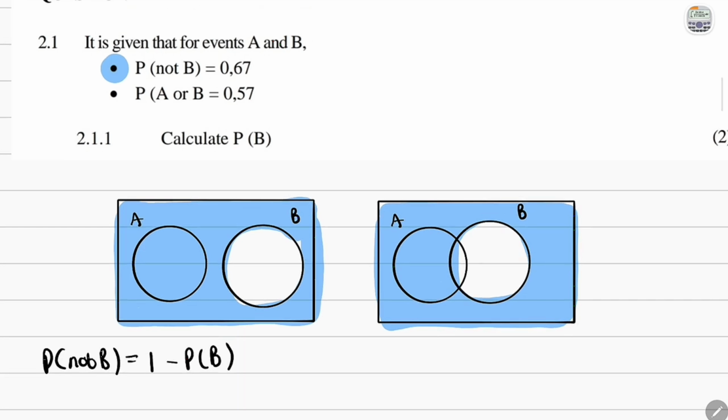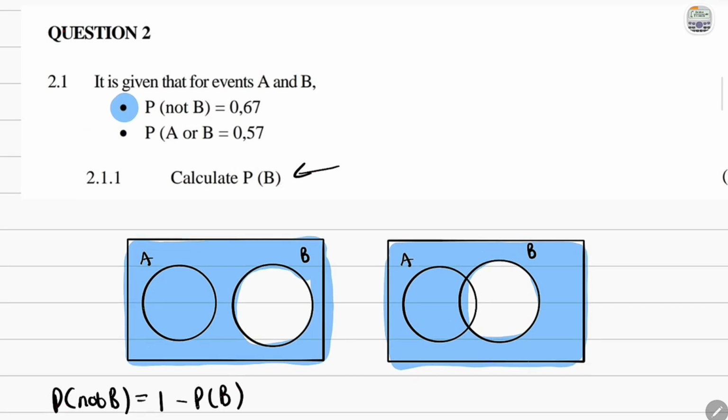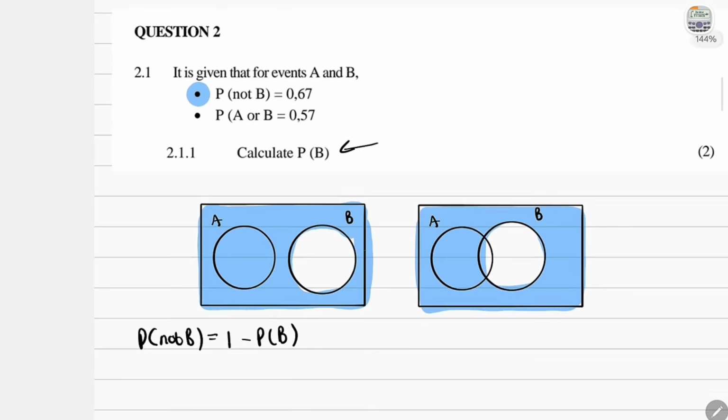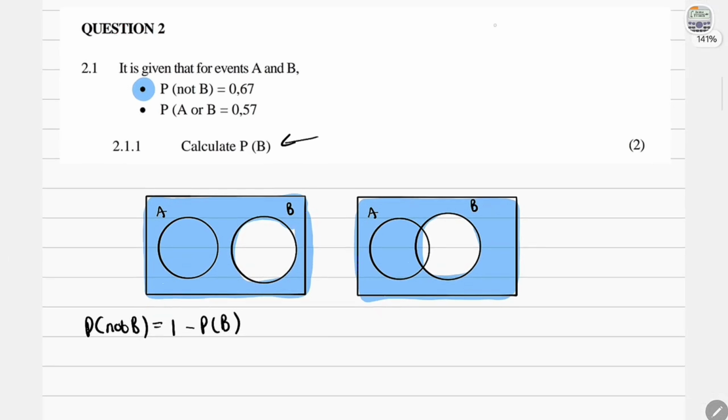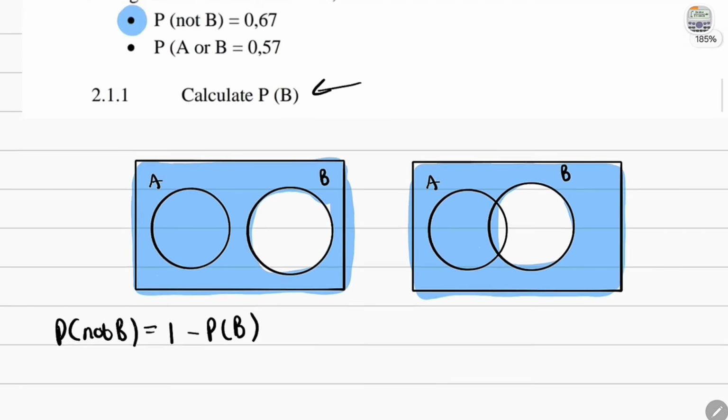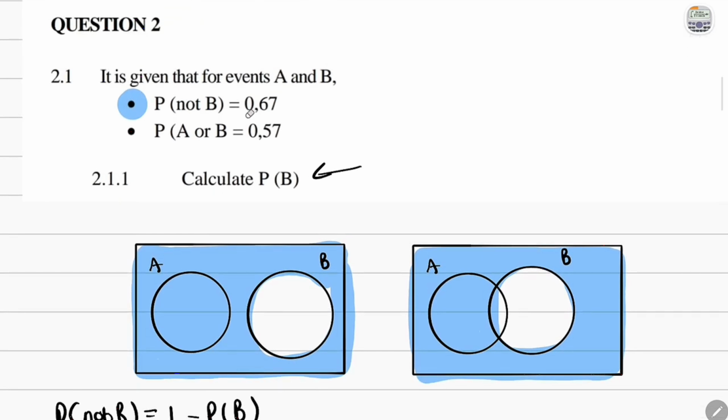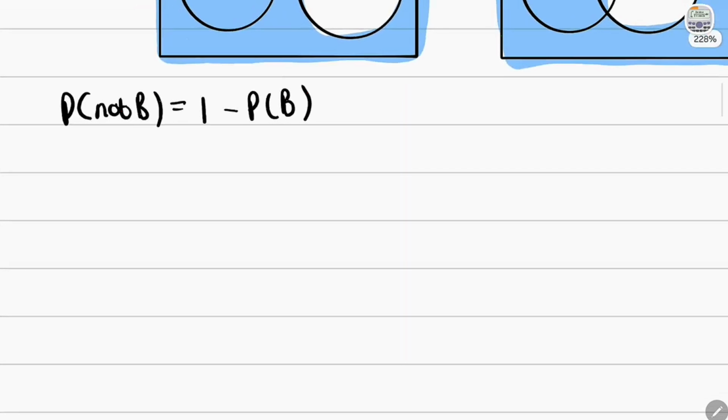So you can see that the first information is useful to find this. Okay, because there you see probability of B, so we'll just substitute the value in there. Okay, so let's go ahead and do that. Let me just leave those diagrams there. Maybe they'll be helpful. And so we have 0.67. That is the probability of not B. We'll just say 0.67 equals, and we have 1 minus the probability of B.